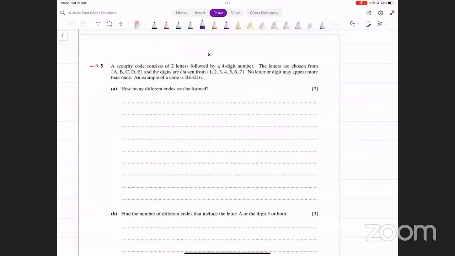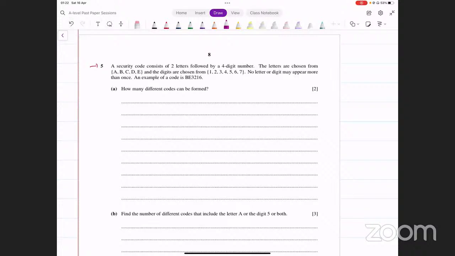Let's look at this question number 5. This is the only question that's a bit tricky in this paper. Again, this is permutations and combinations. So what do we have here? A security code consists of 2 letters followed by a 4-digit number. The letters are chosen from A, B, C, D, and E, and the digits are chosen from 1 to 7. No letter or digit may appear more than once. An example of a code is this. How many different codes can be formed?